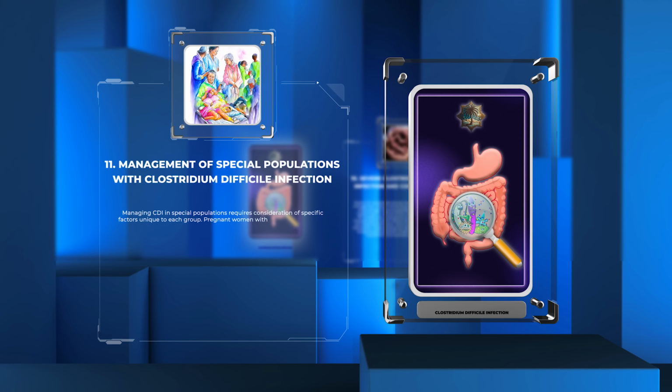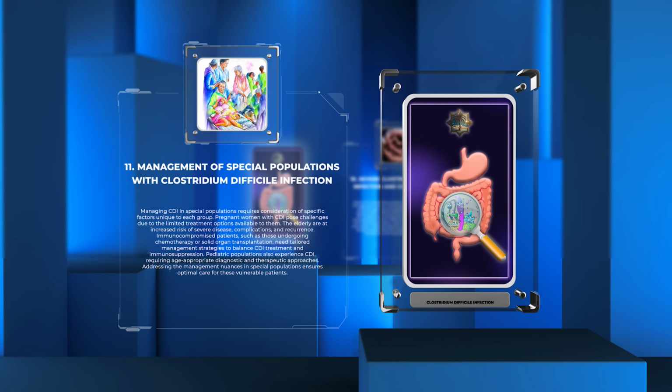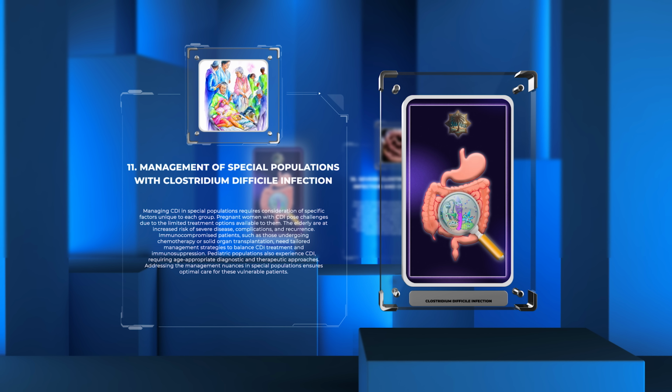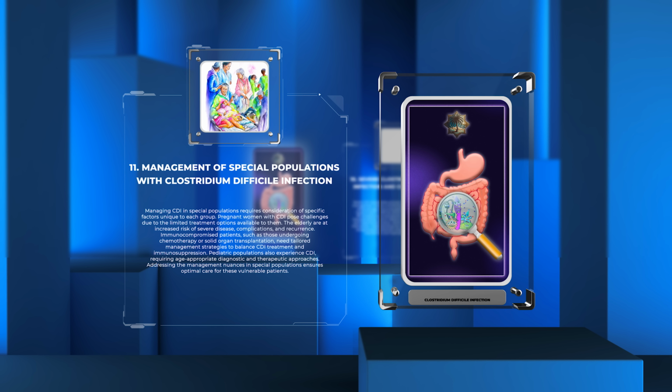Managing CDI in special populations requires consideration of specific factors unique to each group. Pregnant women with CDI pose challenges due to the limited treatment options available to them. The elderly are at increased risk of severe disease, complications, and recurrence. Immunocompromised patients, such as those undergoing chemotherapy or solid organ transplantation, need tailored management strategies to balance CDI treatment and immunosuppression. Pediatric populations also experience CDI, requiring age-appropriate diagnostic and therapeutic approaches. Addressing the management nuances in special populations ensures optimal care for these vulnerable patients.